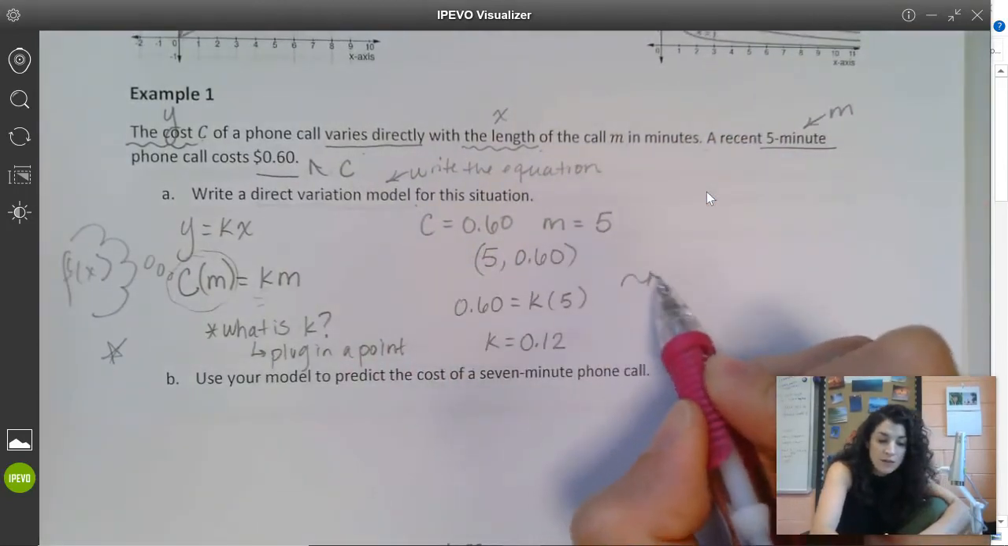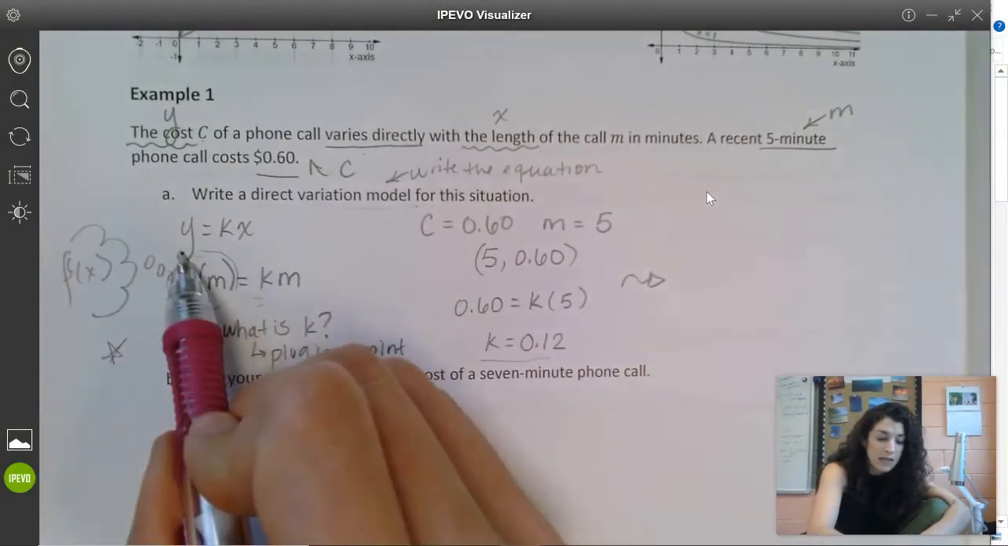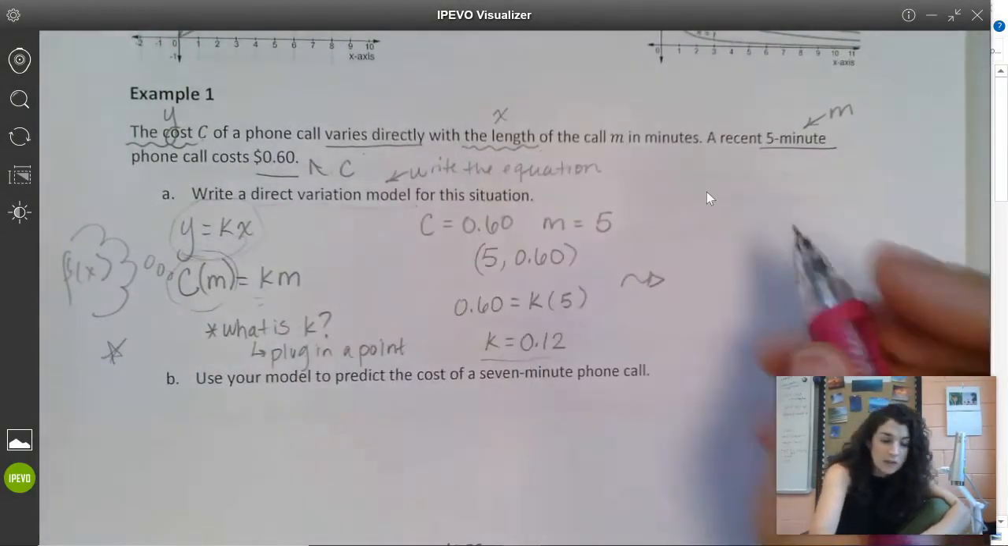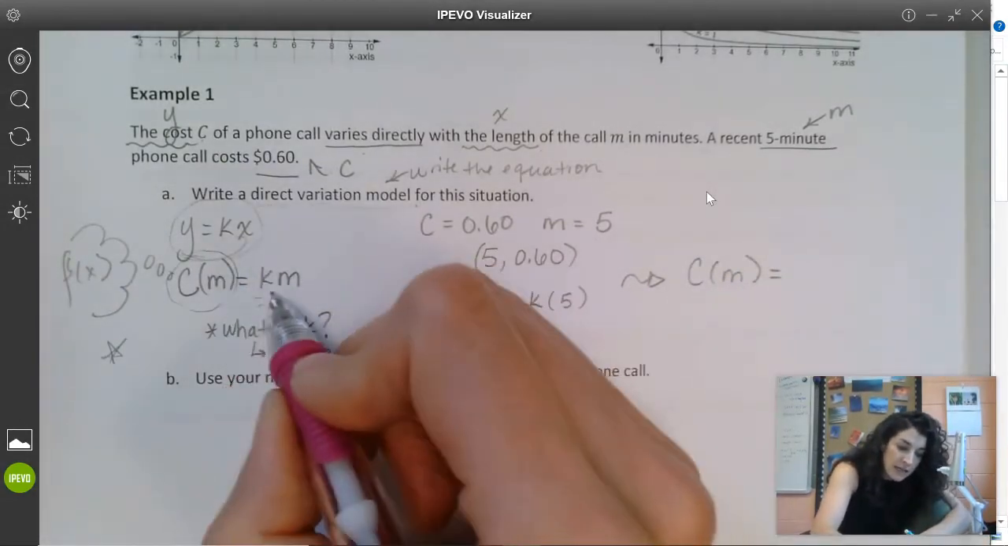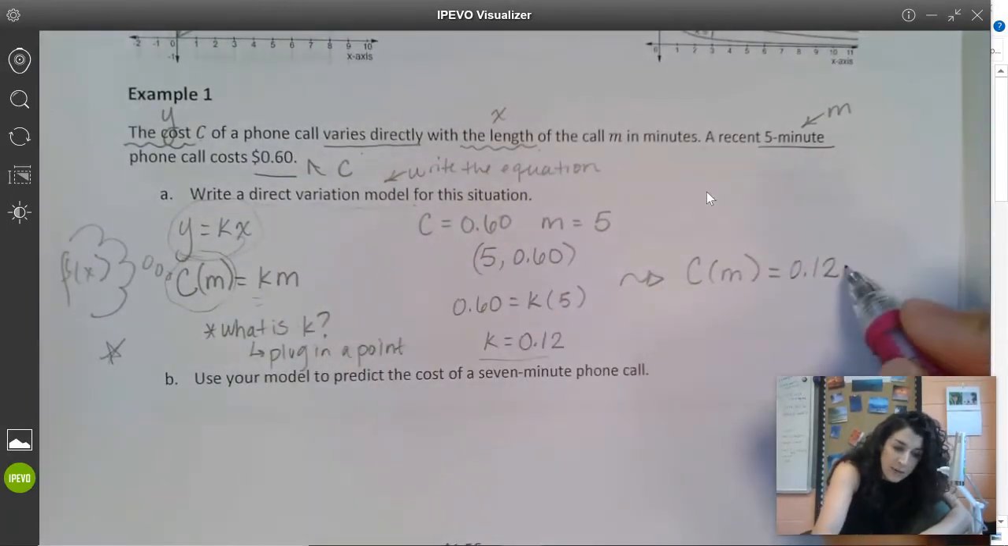So the final step is that I need to take this K value and plug it into this formula. But instead of Y, I'm going to use C of M equals, and instead of K, I'm going to put 0.12, and then I put M.